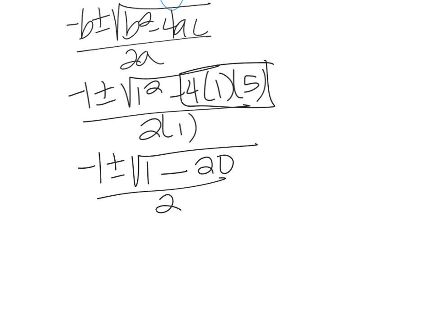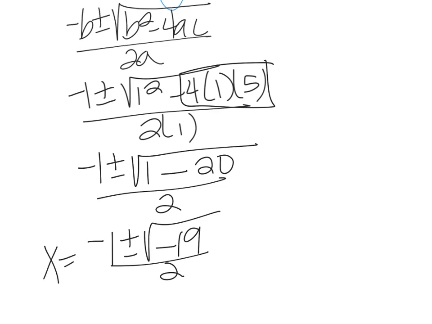Alrighty then. So I'm going to have negative 1 plus or minus the square root of negative 19 all over 2. All right, well, x is giving us an imaginary number, okay? And if we have an imaginary number, it is not actually intersecting in our regular coordinate plane. It's intersecting in an imaginary plane. So there is no solution for this, okay?